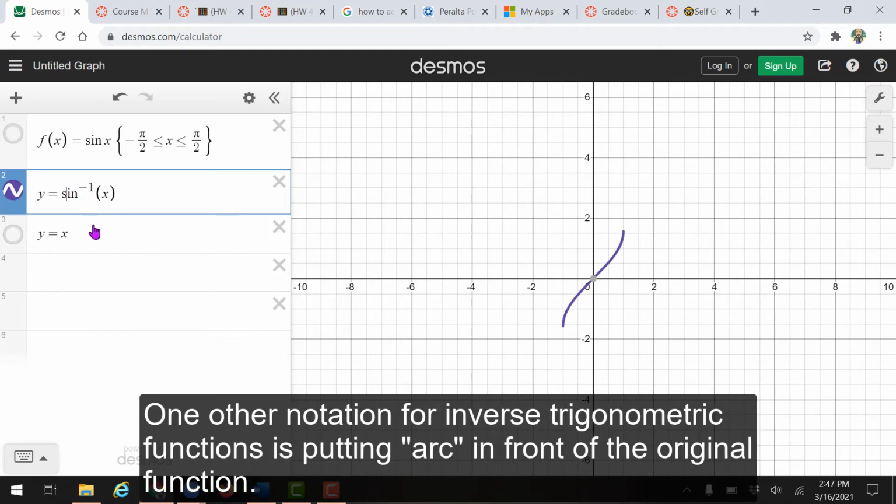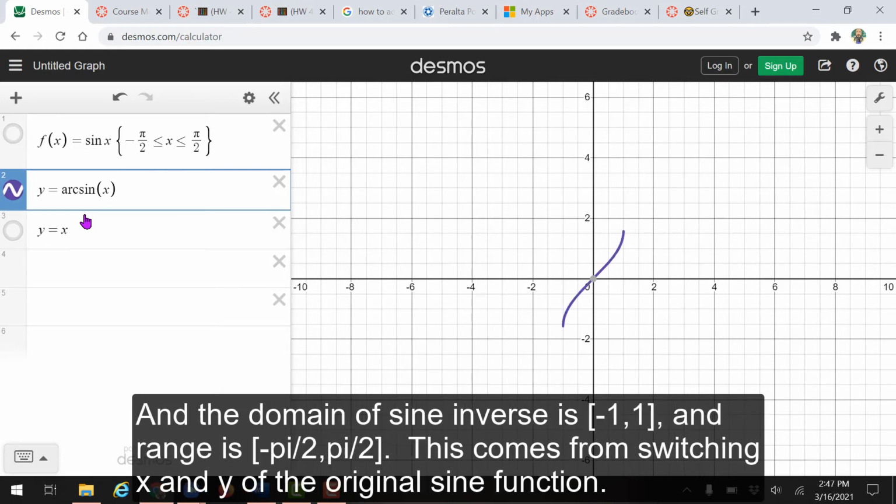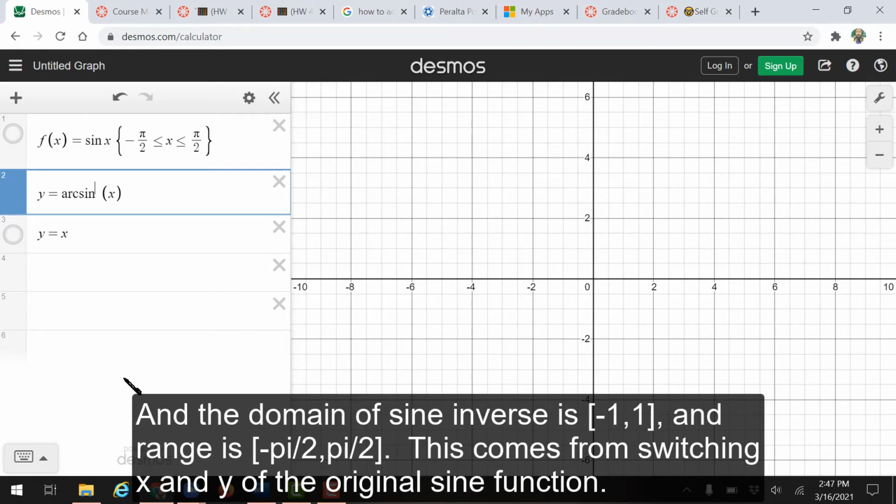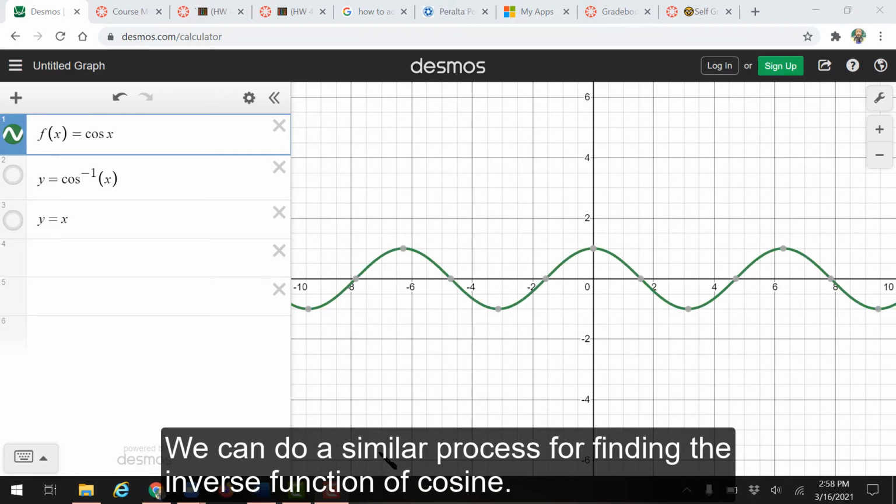One other notation for inverse trigonometric functions is putting arc in front of the original function. And the domain of sine inverse is negative 1 to 1, and range is negative pi over 2 to pi over 2. This comes from switching x and y of the original sine function.